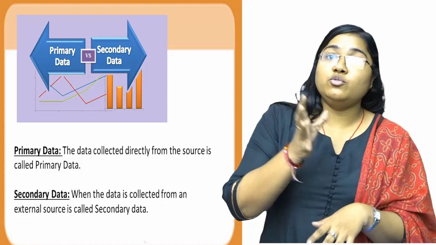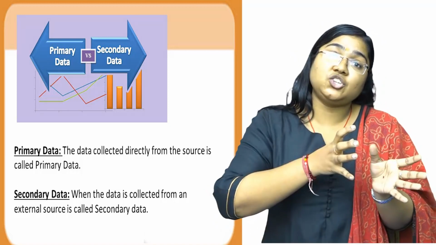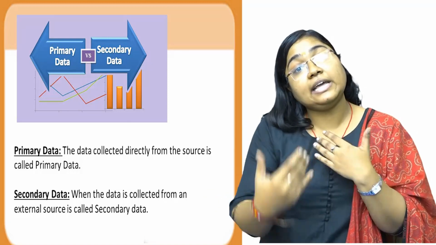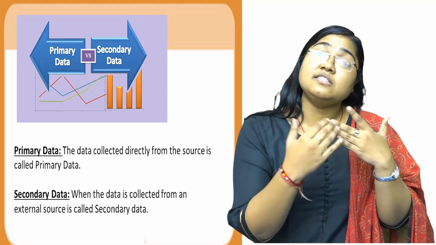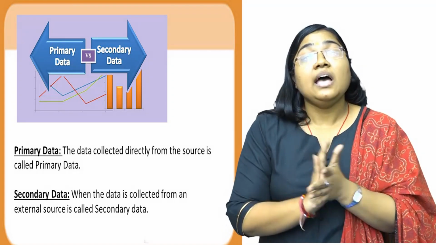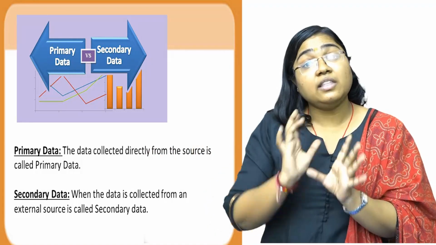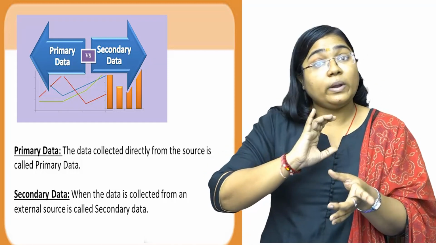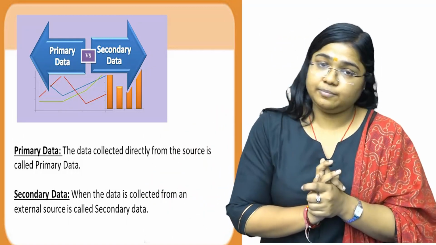So now move to the types. As in the example, attendance taken by the teacher is your primary data, meaning data collected directly from the source. The teacher collected the attendance directly from the students, that is why it is primary data. And if someone from outside wants to know the attendance, they will check the ERP, that is an external source. So when data is collected from an external source, it is secondary data.